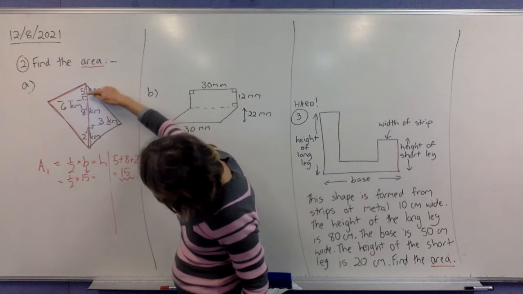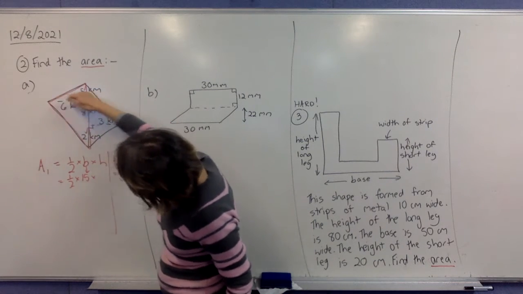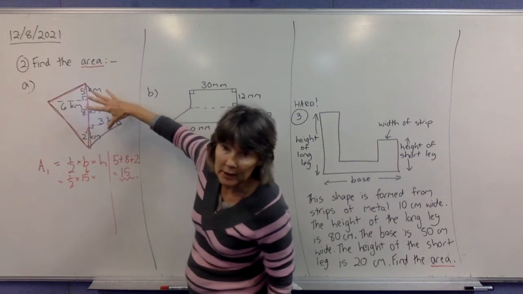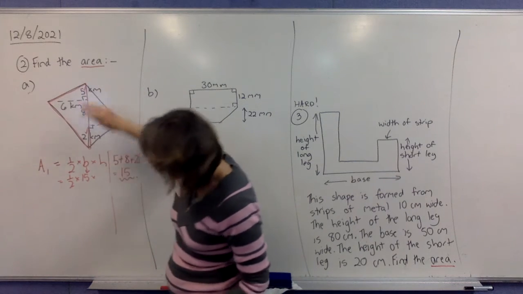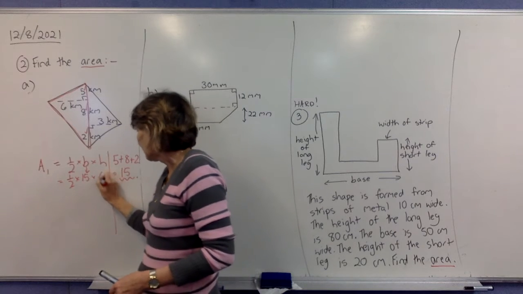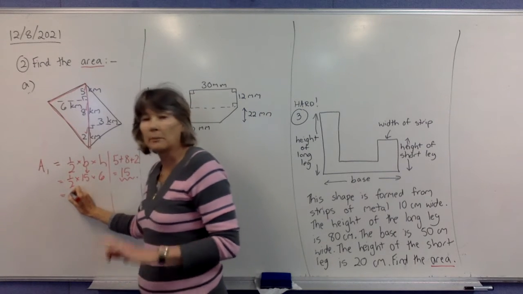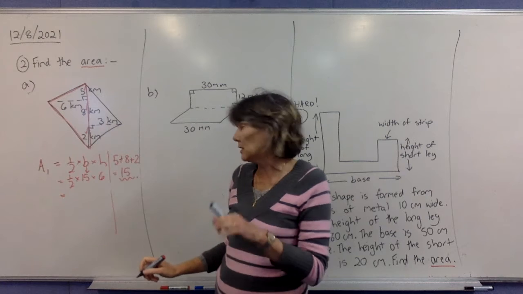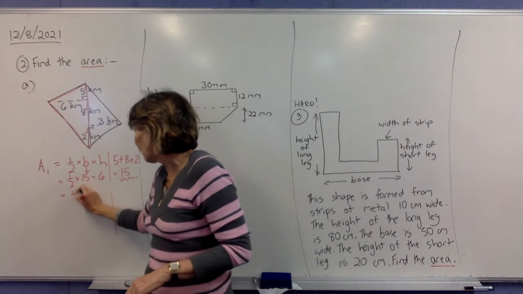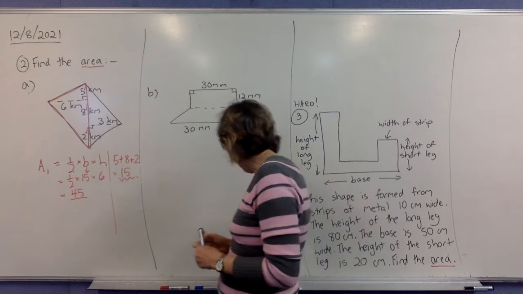Well, there's your base, here's your right angle, so this is your perpendicular height. You kind of have to look at this sideways. So 6 is your perpendicular height, and then you go to your calculator and put in a half times 15 times 6, and you'll get 45 for that area.